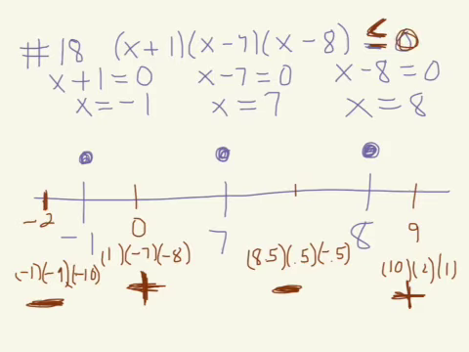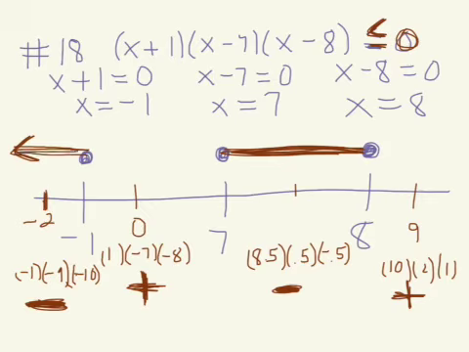So we have negative values from -1 over to the left because we're looking at our resulting sign. We have negative values in between 7 and 8. So this is going to be our graph.